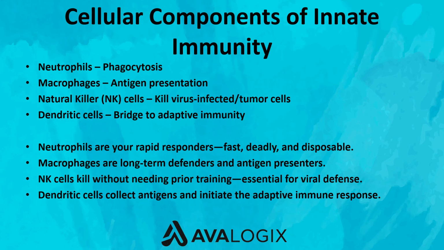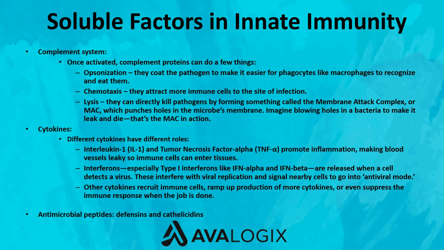Let's keep going. So far, we've talked about the immune system cells, the soldiers on the ground. But just like any defense operation, cells don't act alone. They need communication tools, backup, and biochemical support. That's where soluble factors come in. Soluble factors are molecules that float around in your blood and tissues. They help coordinate the immune response, enhance killing of pathogens, and recruit more immune cells to the site of infection. The main types we'll focus on today are the complement system, cytokines, and antimicrobial peptides.